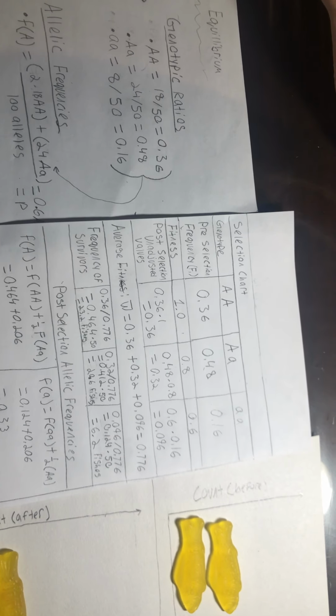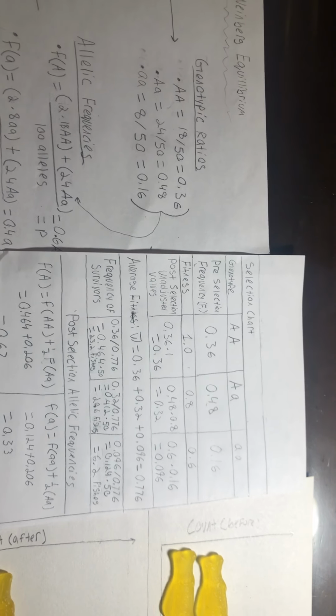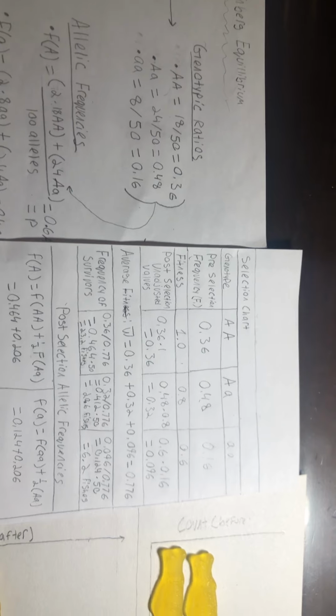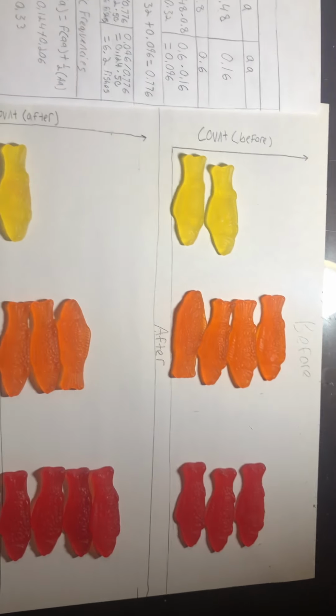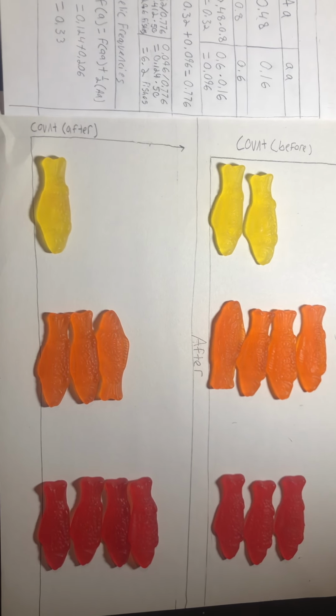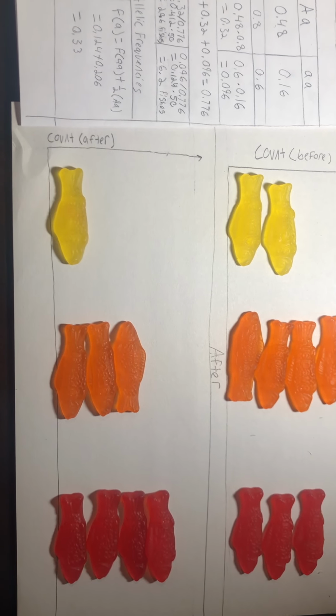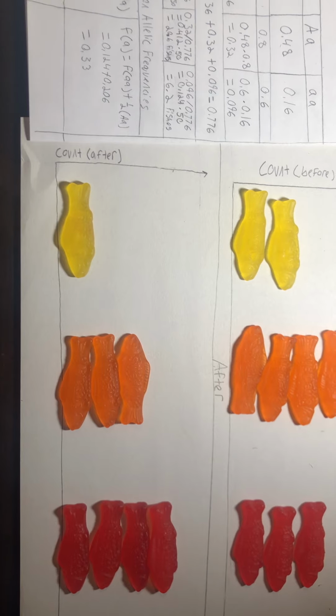The resulting frequency of the big A allele is 0.67 and the frequency of the little a allele is 0.33. Based on the frequencies of the alleles post-selection, it is evident that directional selection is occurring, since the frequency of the big A allele increased and the little a allele frequency decreased.